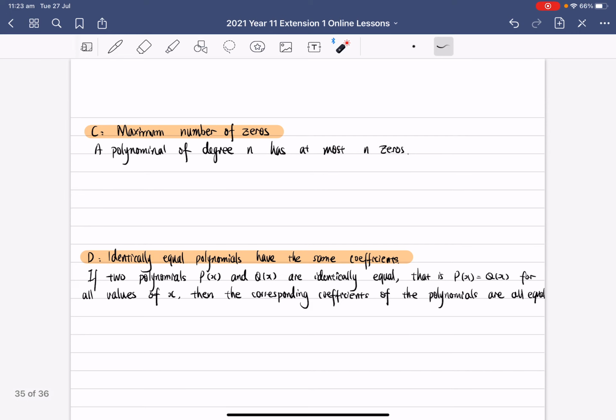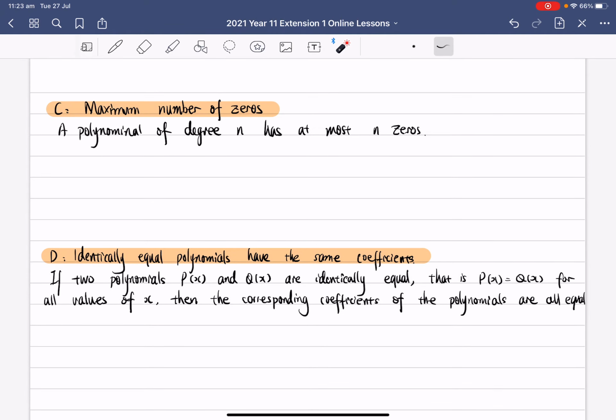Okay, let's move on. The next point is the maximum number of zeros. I mentioned that before, which is very simple and easy, but it's important as well. A polynomial of degree n has at most, I use the words at most, n zeros. So that makes sense, right?